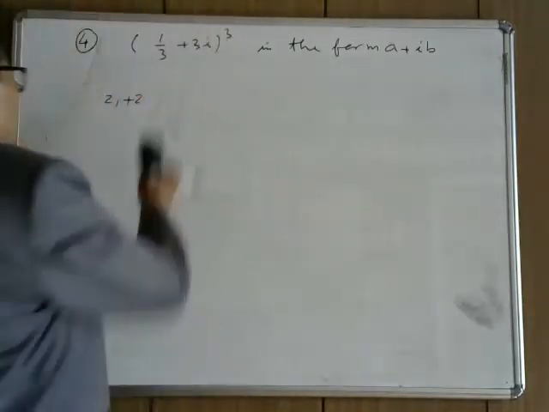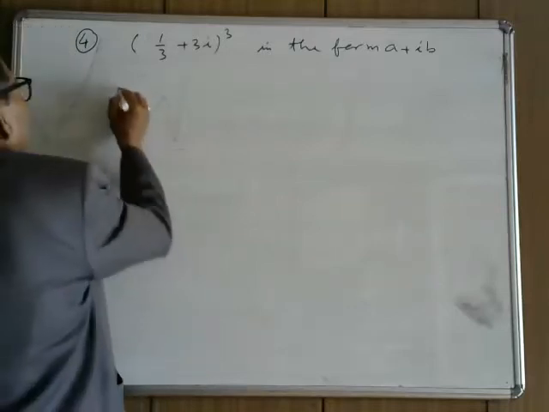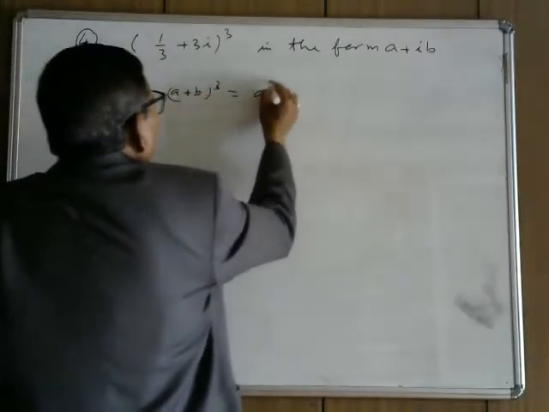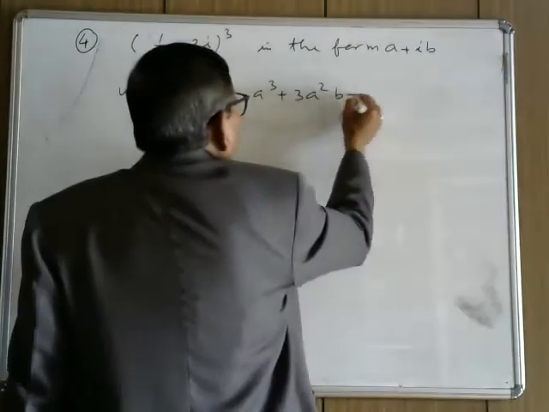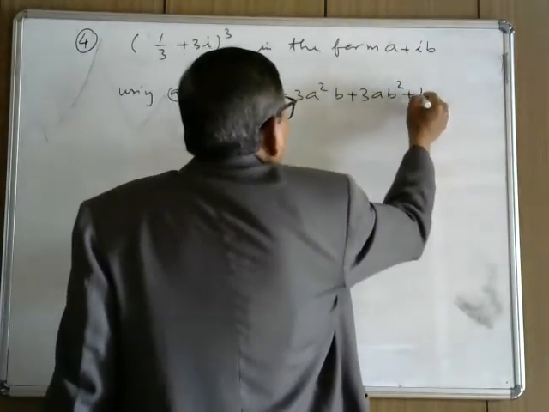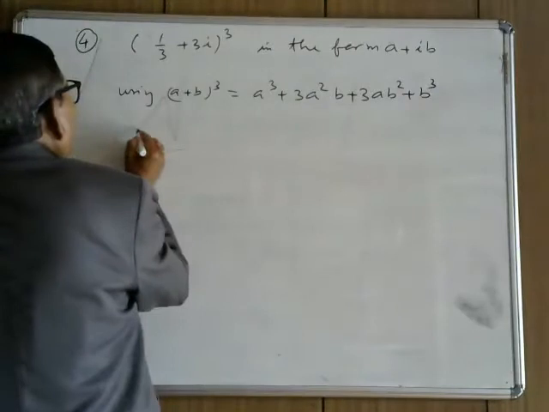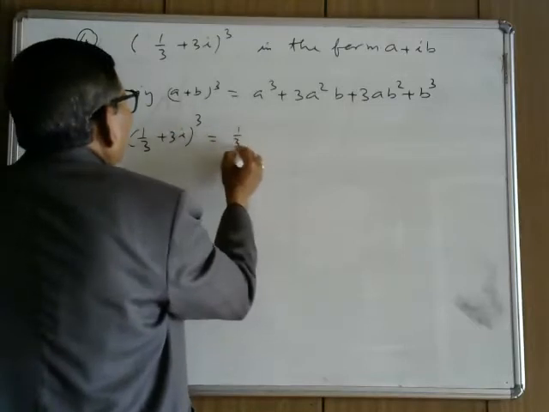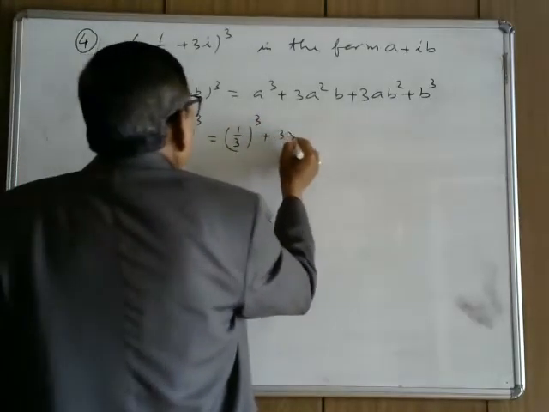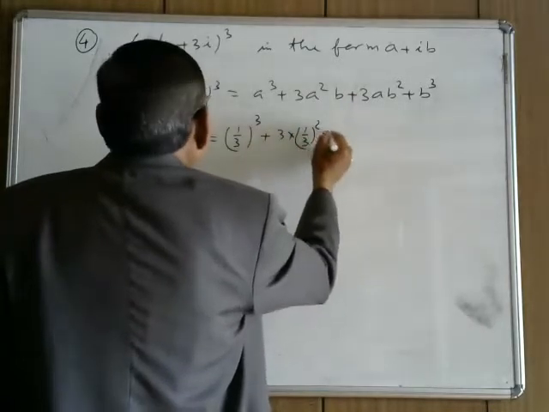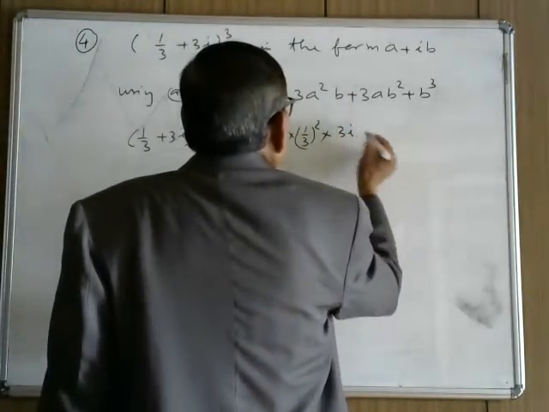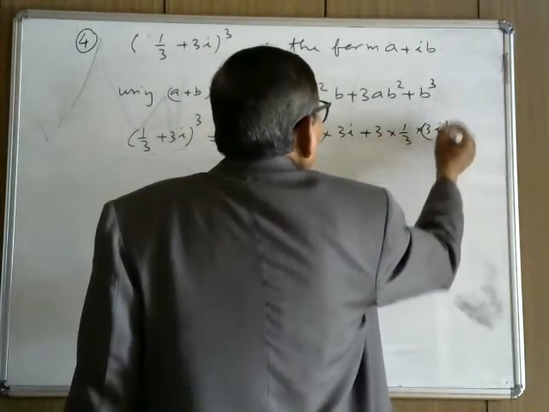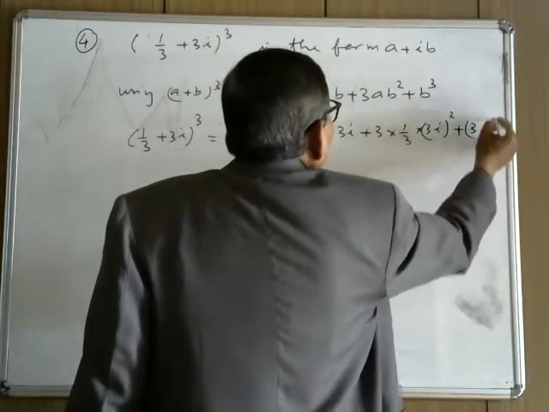we can use the formula (a + b) whole cube, which equals a cube plus 3a square b plus 3ab square plus b cube. By using this you can write (1/3 + 3i) whole cube equal to (1/3) whole cube plus 3 into (1/3) whole square into 3i plus 3 into 1/3 into (3i) whole square plus (3i) whole cube.